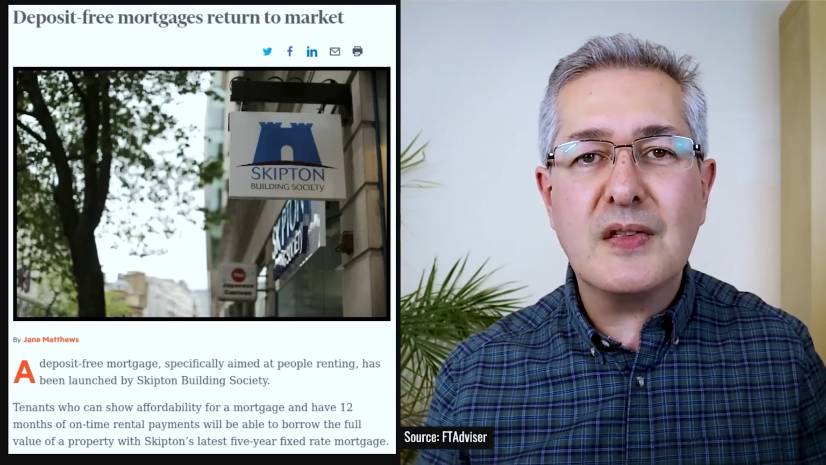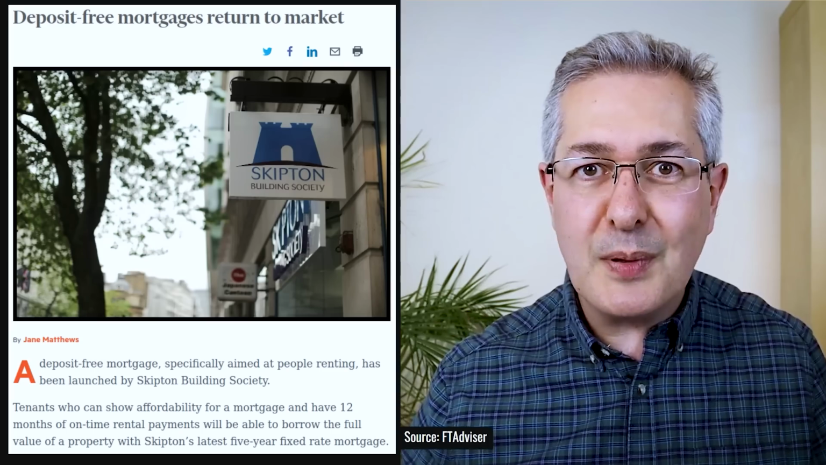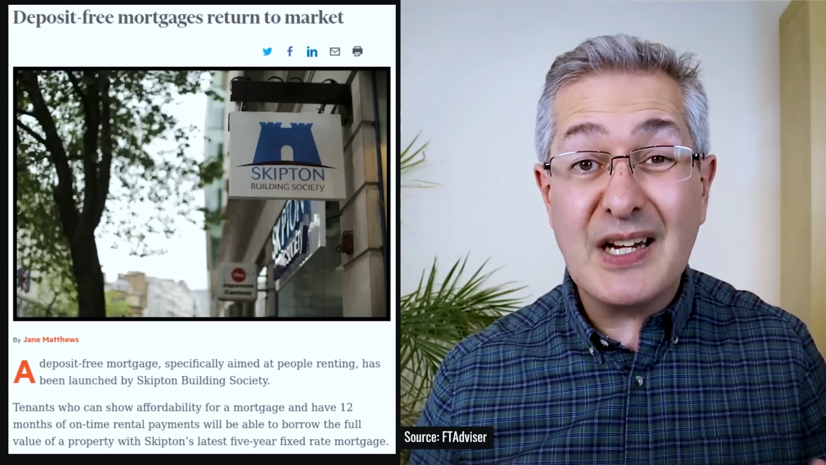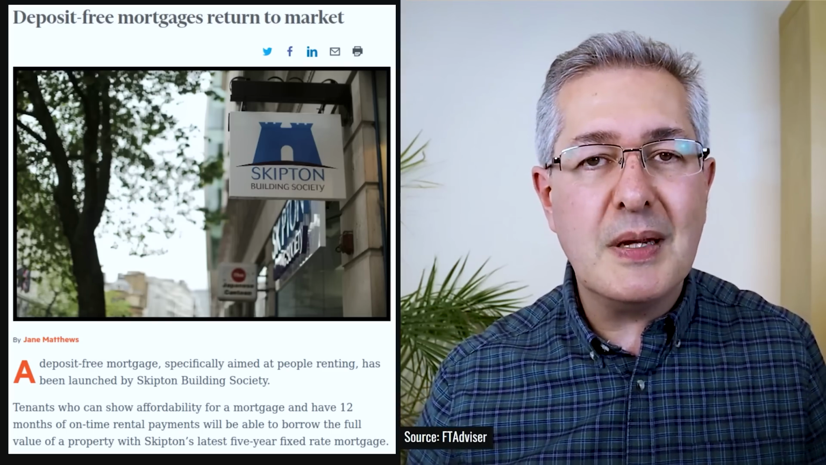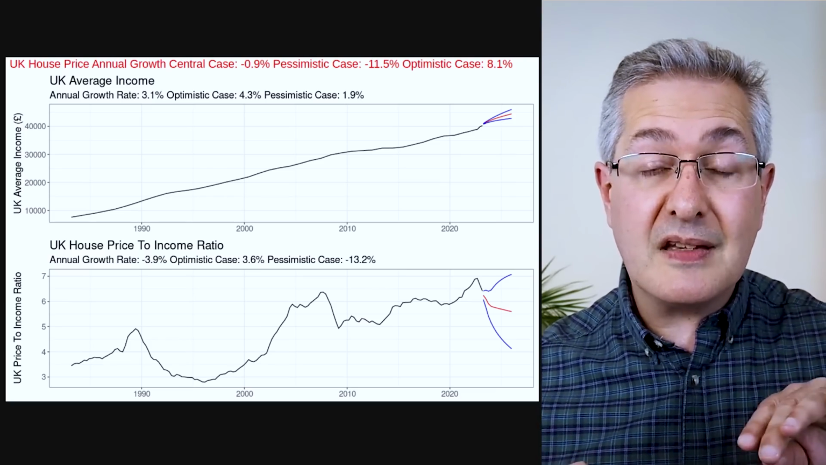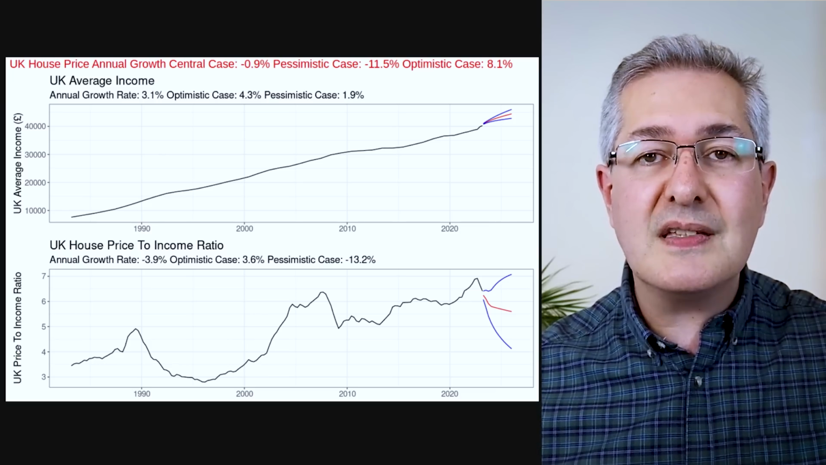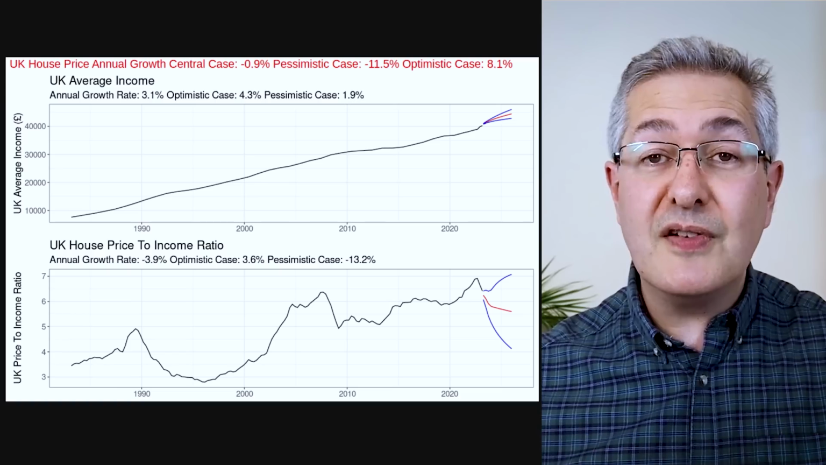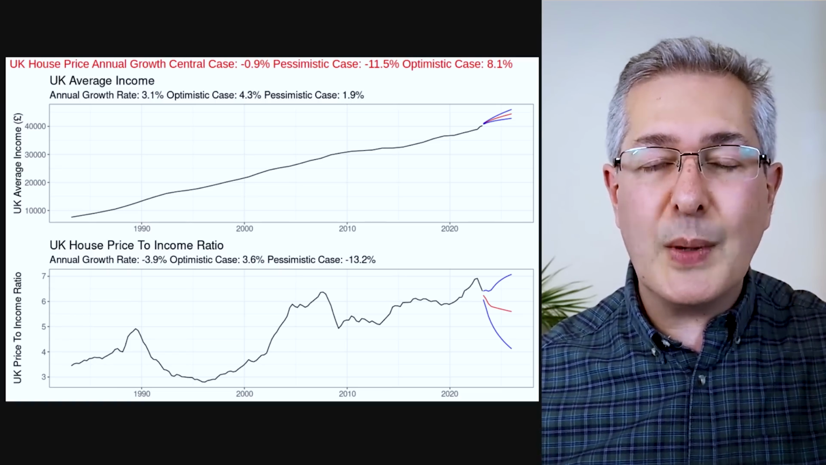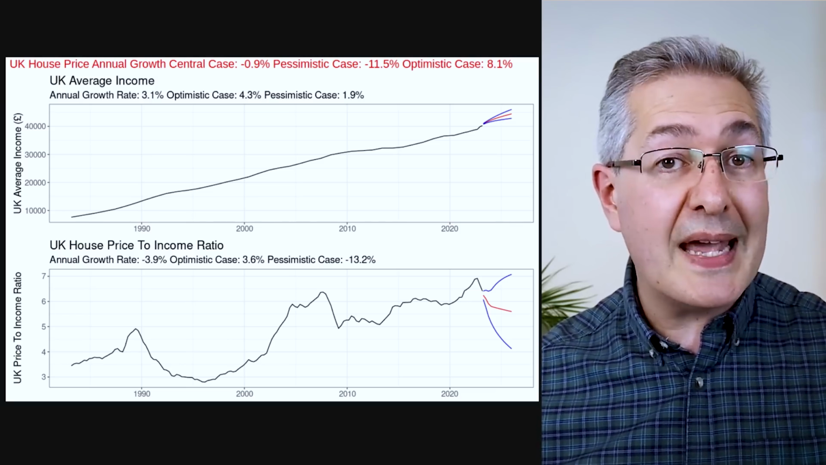So again, I don't think that these financial solutions address the primary problem, which is lots of people and not enough houses. Increasing supply just doesn't seem to be materializing. Now, as a member of our community, you get access to this house price model, which is very simple. It simply looks at the average income in the UK and extrapolates that trend with a best case, central case, and worst case scenario. And it also has a mean reverting trend, which is the price to income ratio.